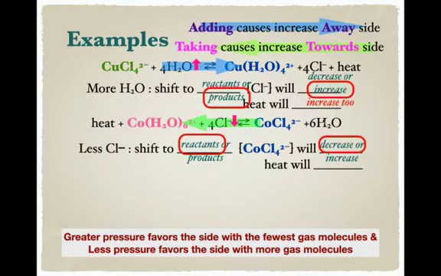And this time heat is over on this side. That's an endothermic reaction, so heat will increase too.